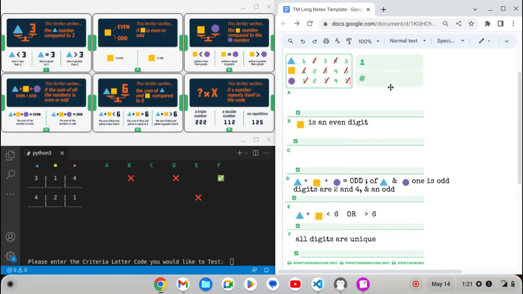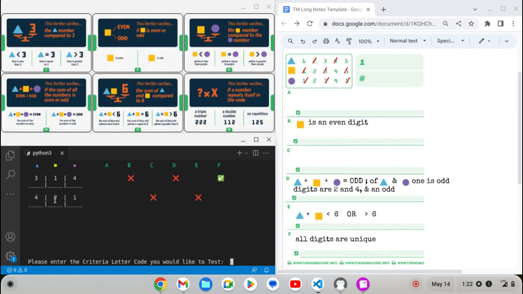Okay, and so here we have our odd, even, even. So let's see, what can we test next? Okay, so this will be a good test, criteria C, because it'll tell us the order of the two evens. So let's do C. Okay, so that also failed.